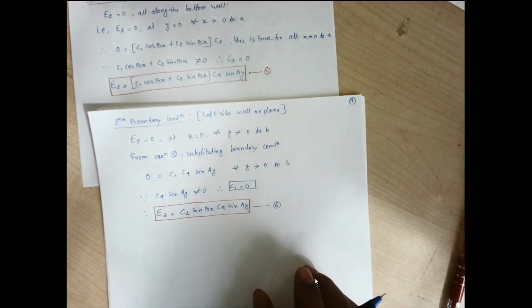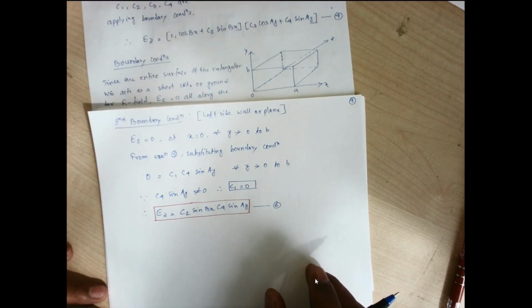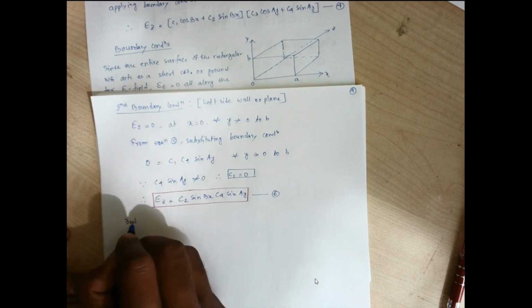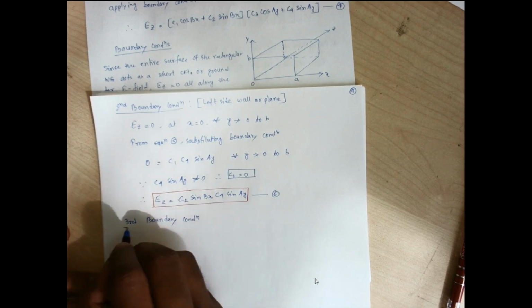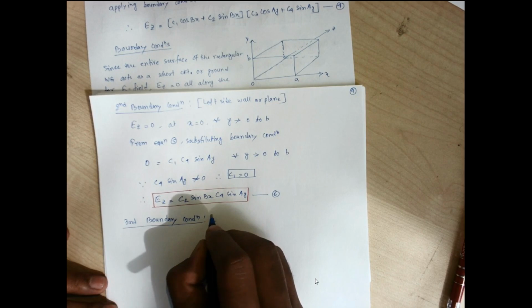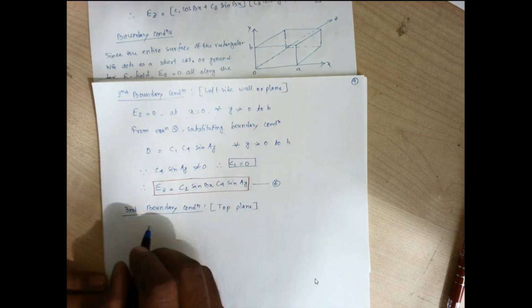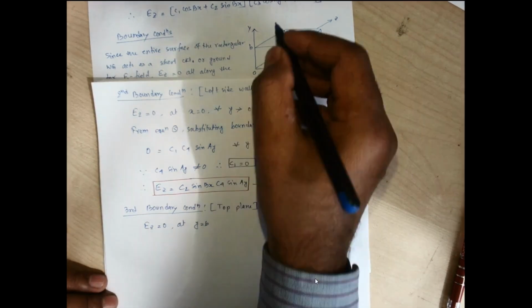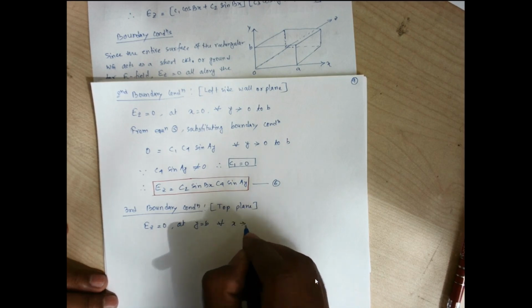Now the third boundary condition we will apply. It is with respect to the top plane. So the top plane is situated at y equals b and it ranges from 0 to a for x. Third boundary condition, it is for the top plane or wall. So here Ez is equal to 0 at y equals b for all values of x from 0 to a.